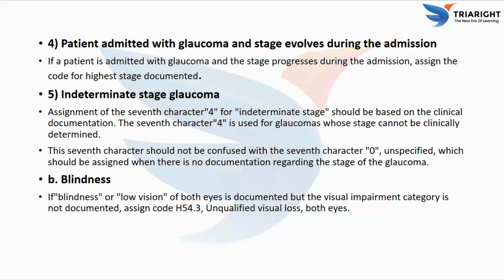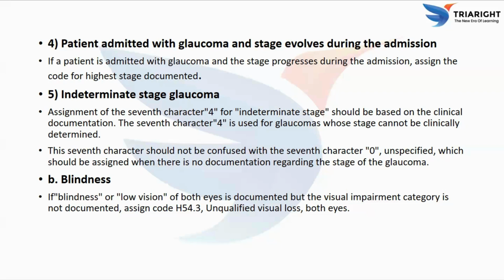Then what do you have to assign? You have to assign only the moderate stage code, but not the mild stage code. So why do you have to code only the moderate stage code? Because the code must reflect the highest severity reached, because that represents the true clinical condition managed during the admission. So this is about the fourth guideline. So coming to the fifth guideline, indeterminate stage glaucoma. Assign 7th character 4 for indeterminate stage if it is clinically documented that the stage cannot be determined.